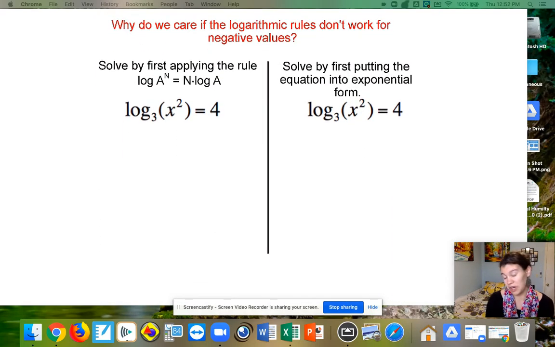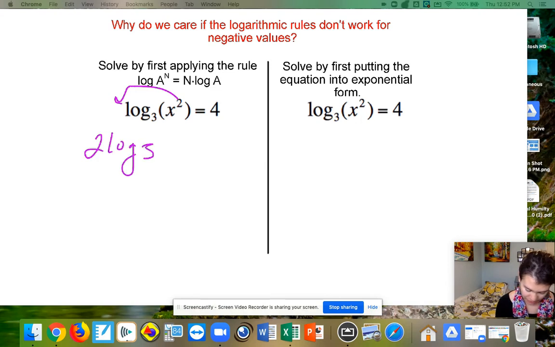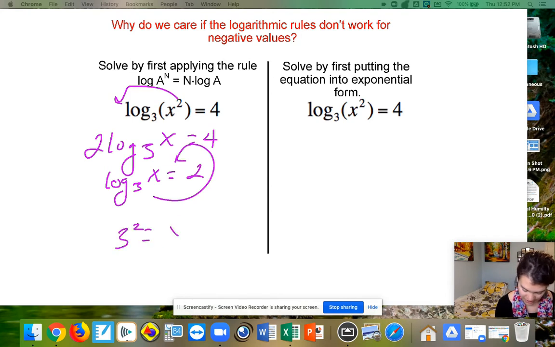Okay, so why do we care? Why is it a rule? We care because you can sometimes gain or lose answers to questions. So we're going to solve the same problem 2 ways. First, we're going to apply our rule and bring down this exponent. So you have 2 log base 3 of x equals 4. So then divide by 2, we get 2. Now we can rewrite. You get 3 squared equals x equals 9.